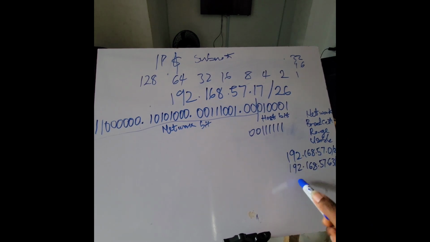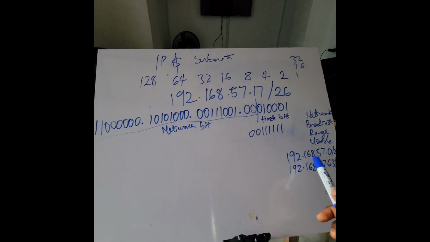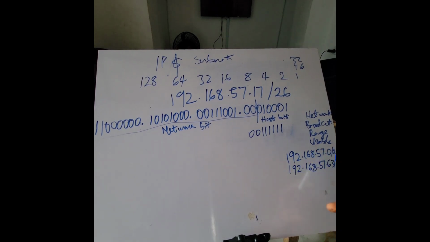Then, to calculate the range, you already know the network address and the broadcast address. So the range is from 192.168.57.0 to .63. That's the range of the IP addresses.